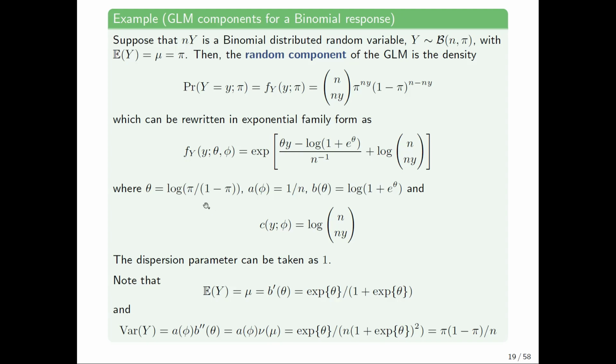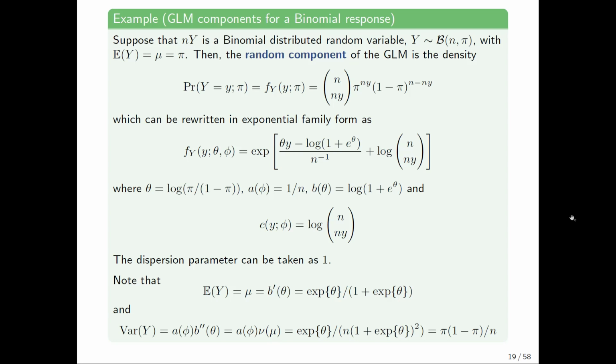Theta equals the log of pi over 1 minus pi. The function a of phi equals 1 over n. The function b of theta equals the log of 1 plus e to the theta. And the function c is the log of the binomial coefficient. The dispersion parameter can be taken as 1.